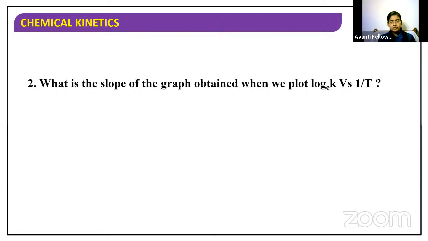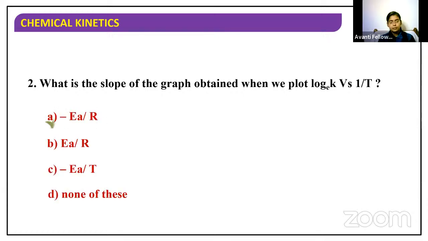What is the slope of the graph obtained when we plot log k versus 1 by T? Oh, by mistake you have said. Okay, no problem. So again, what is the slope of the graph obtained when we plot log k versus 1 by T? The correct answer is option A. The slope value, m value, is minus Ea by R.